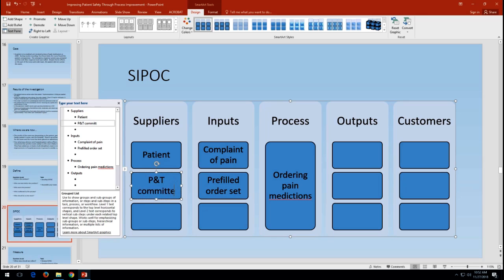Encompasses everybody. We'll just keep it simple. Let's say P&T decides what's on the order sets. We'll make it simple. Okay, what other inputs? We'll say we got CPOE, physicians enter in the order. Okay, yeah.